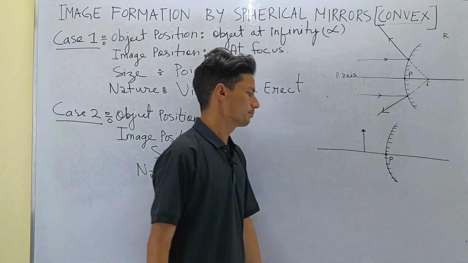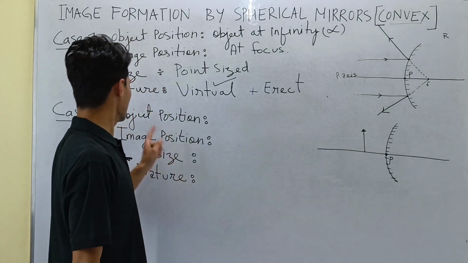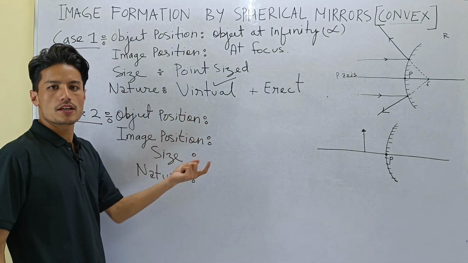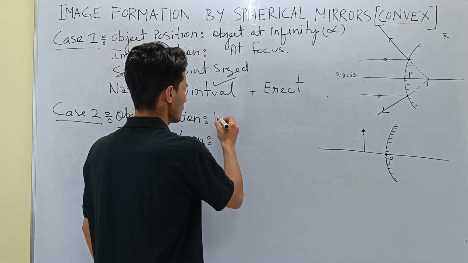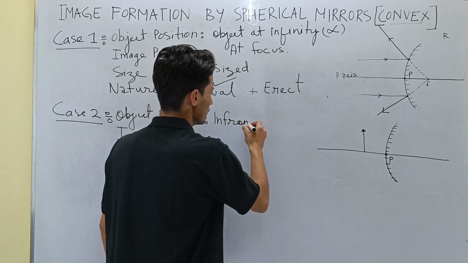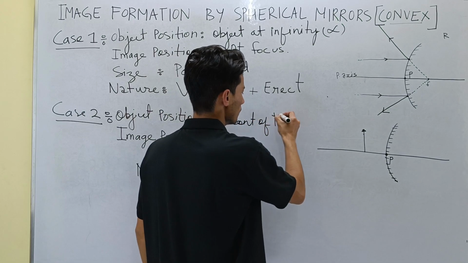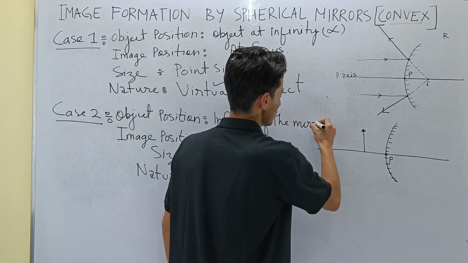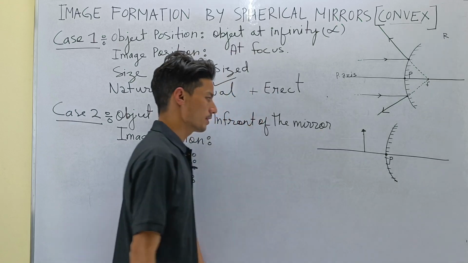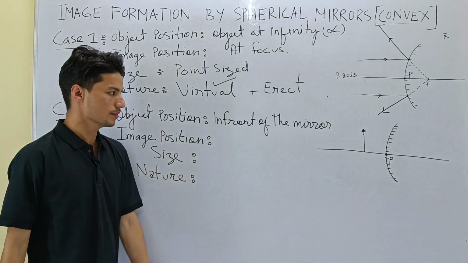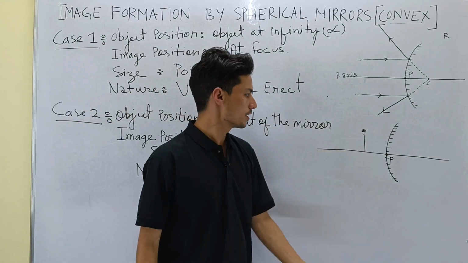The object is here, in front of the mirror. So what will you write here? Object position, so easy: in front of the mirror. Easy, na? In front of the mirror. Okay, because it's in front of the mirror only. So in front of the mirror.